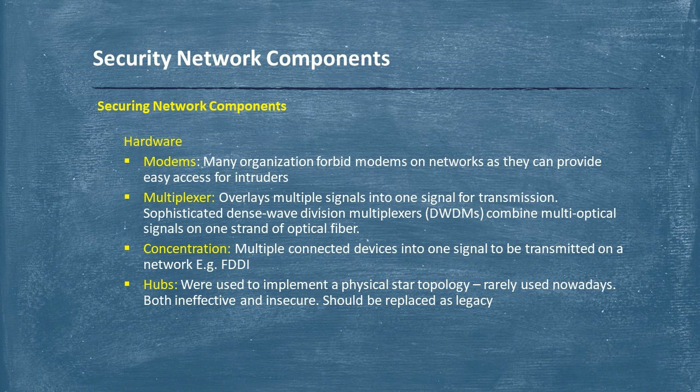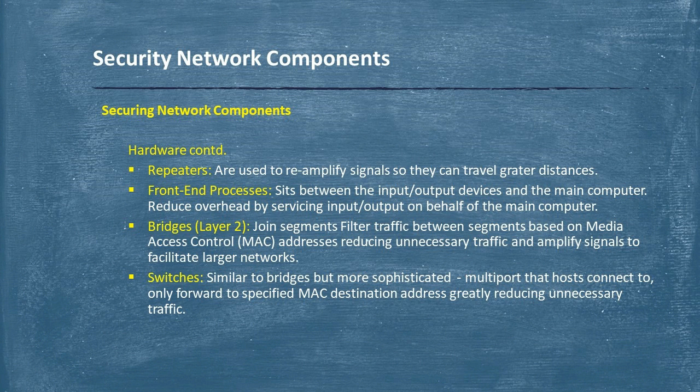Hubs were used to implement physical star topology. This is rarely used nowadays. This is obsolete and should be replaced as a legacy. Repeaters are used to re-amplify the signal so that it travels a greater distance.